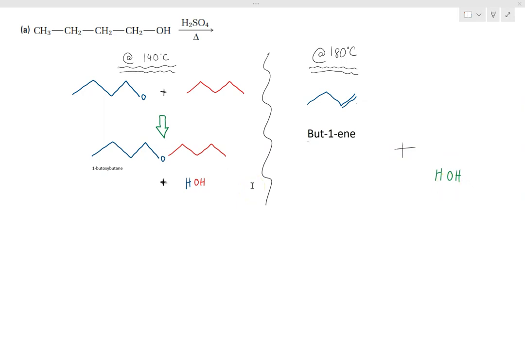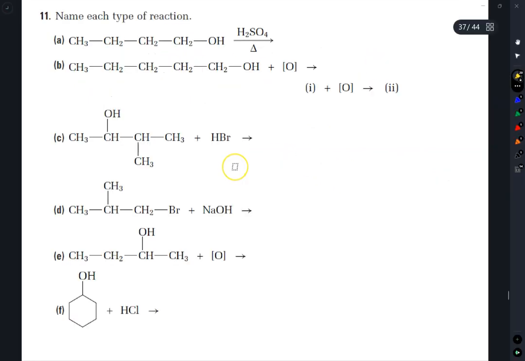Now, on a test, I would have to give you more details. I'd have to tell you this one over here would be either 140 degrees Celsius or 180 degrees Celsius. But if I don't tell you what the temperature is, you must give me both potential products. On the test, I definitely will give you the actual temperature itself. All right, let's try two more, and I'll leave the rest up to you. So let's try C and D.